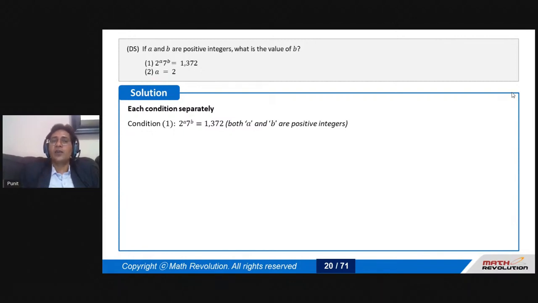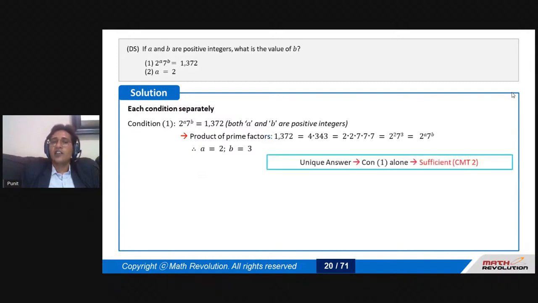2 to the power a, 7 to the power b is equal to 1372. Let's prime factorize 1372 and we end up getting it as 4 times 343, which can again be factorized as 2 squared times 343. 343 can be written as 7 cubed, and 4 is written as 2 squared. So this whole expression can be written as 2 to the power 2 and 7 to the power 3, which on the left-hand side, if I compare it with 2 to the power a and 7 to the power b, I end up getting a equals 2 and b equals 3. This condition was sufficient to get me the value of b.